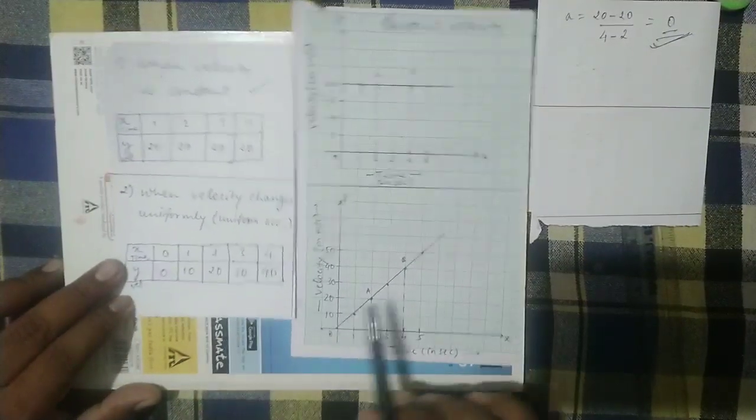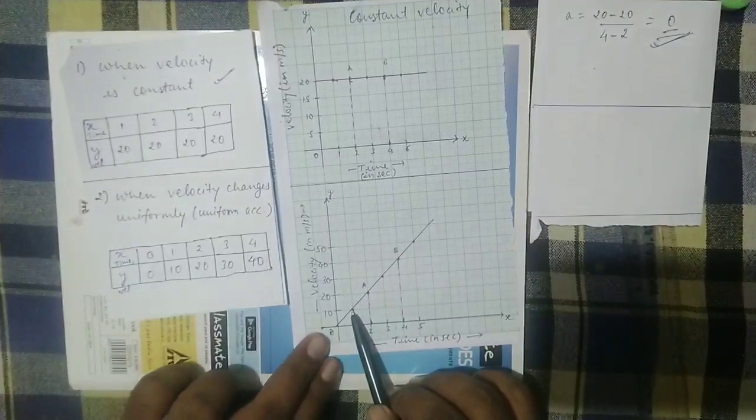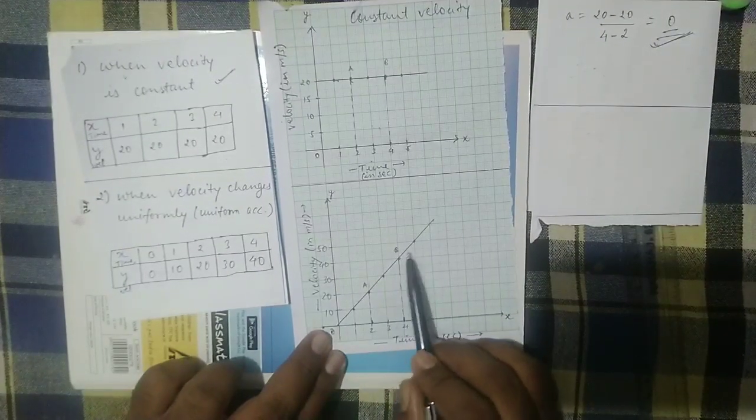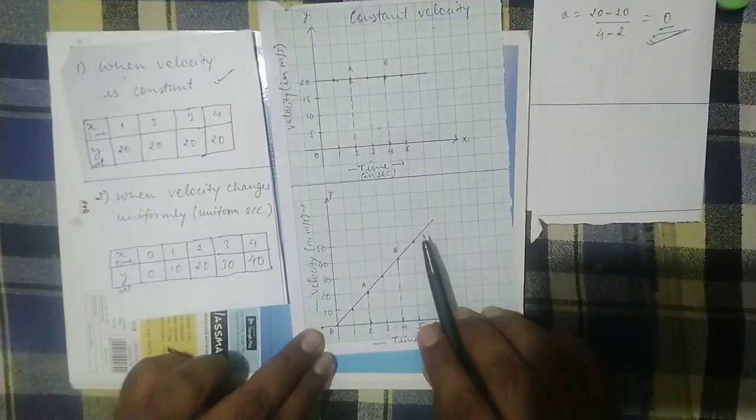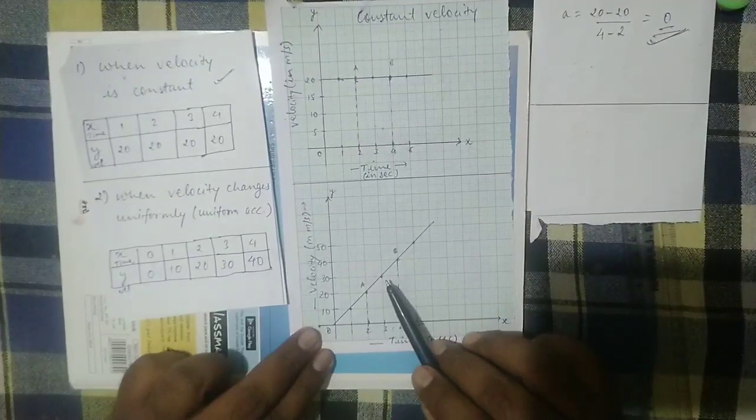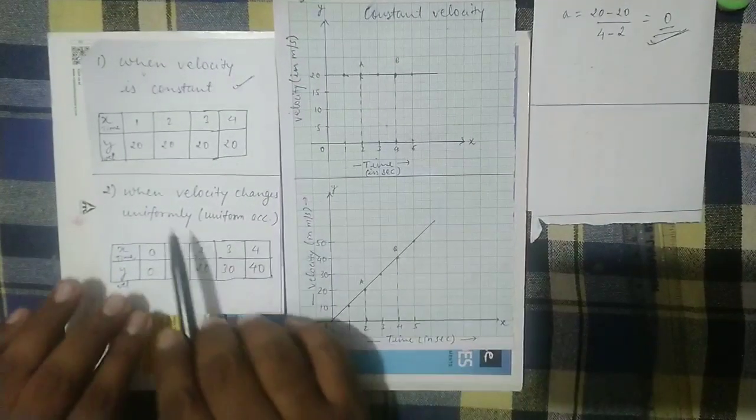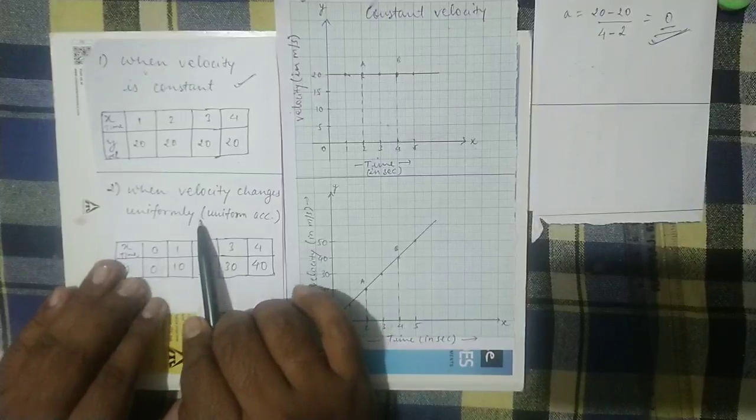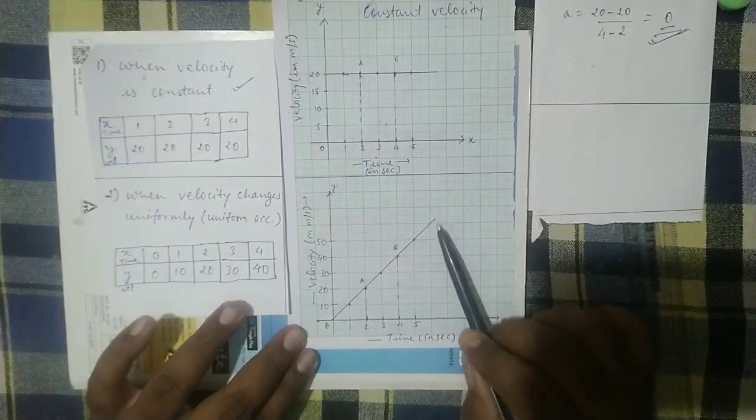When we plot the graph for the same, the first point will be here, then second, third, fourth, and if there is a fifth point, it will be here, and we will draw a straight line. There will be a straight line, or we say a linear graph. So we should remember, when velocity changes uniformly, there is a linear graph.